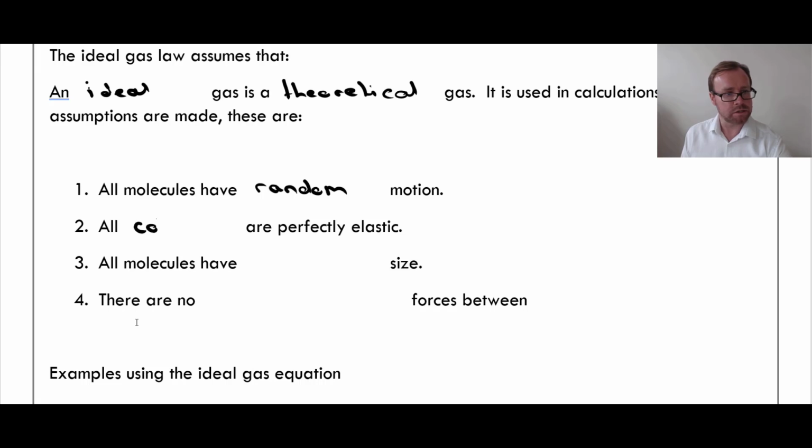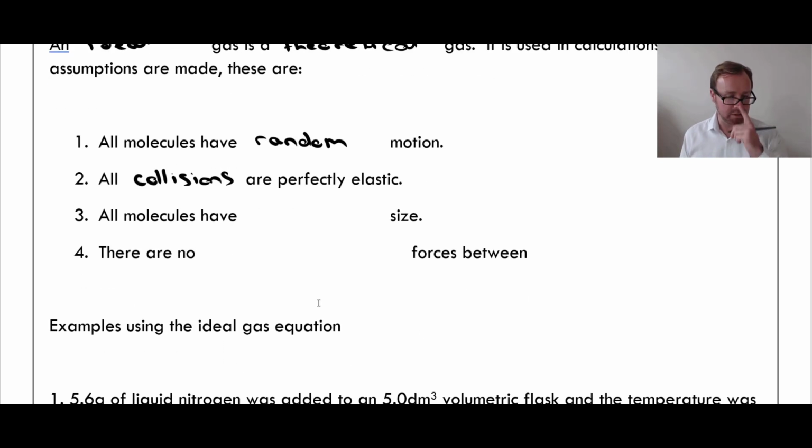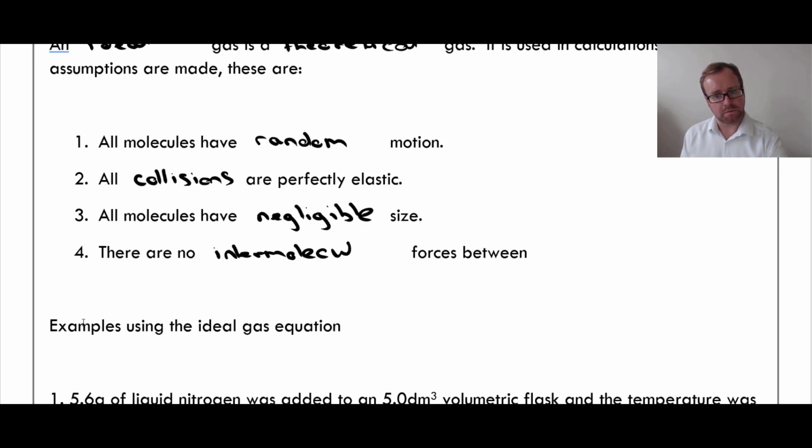All collisions are perfectly elastic. So that means no energy is lost when these gas molecules collide with each other. All molecules have negligible size, so the size of the molecules doesn't affect the volume of the container. And there are no intermolecular forces between molecules. Okay, so these are some assumptions that mean we can use the ideal gas equation.